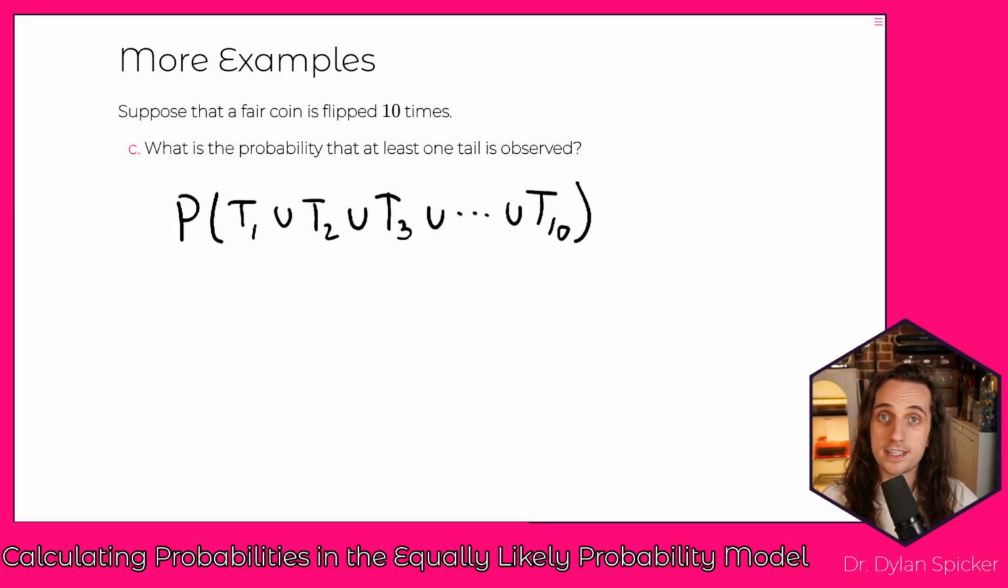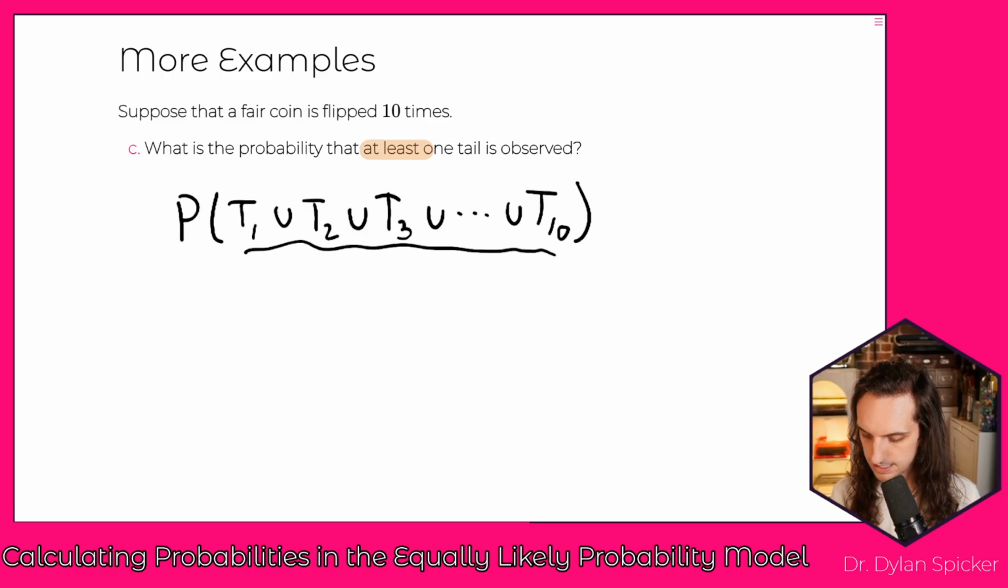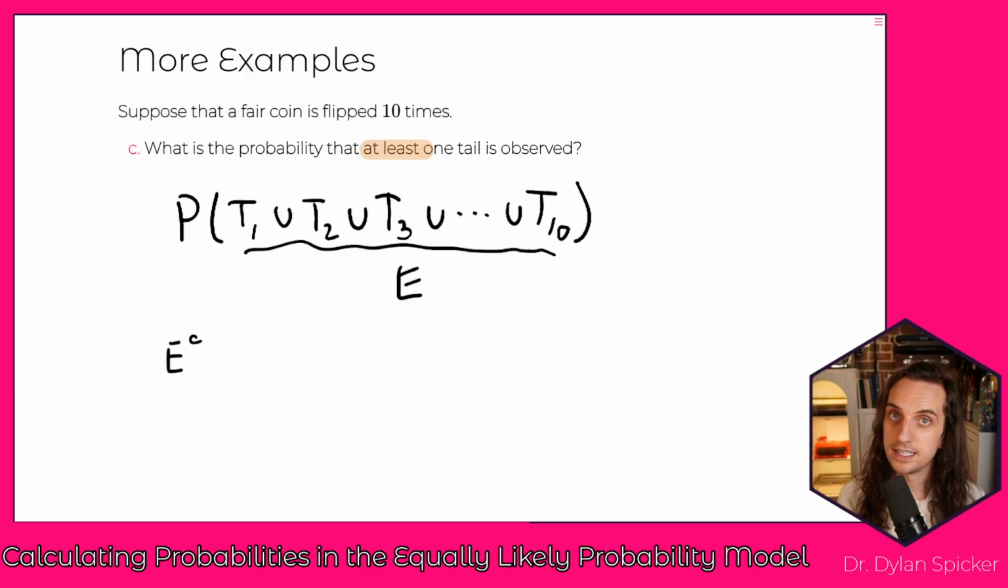Anytime you start writing down an event and that event gets really big, you have a bunch of unions, you should immediately start thinking, well, is the complement going to be useful for me here? And one thing that's a dead giveaway that the complement's going to be useful is when we say at least. And at least one in this case is a particularly strong giveaway, right? If we call this event right here the event E, we can ask ourselves, well, what's the event E complement? If at least one is E, then E complement is going to be not at least one, which is to say the event T0.